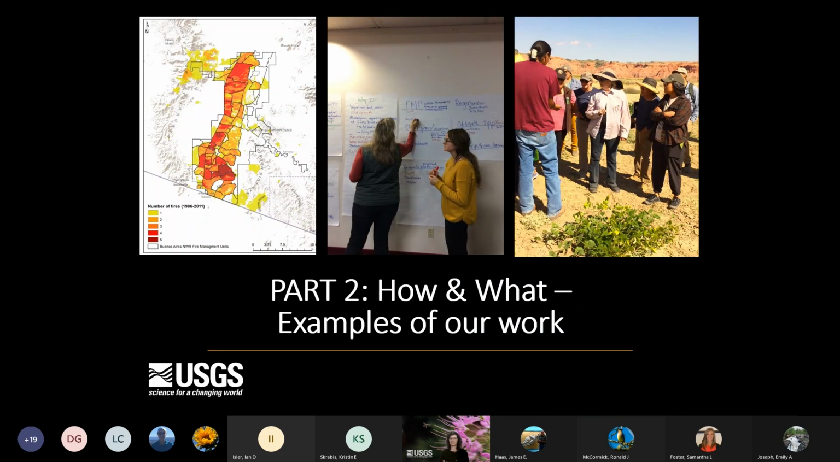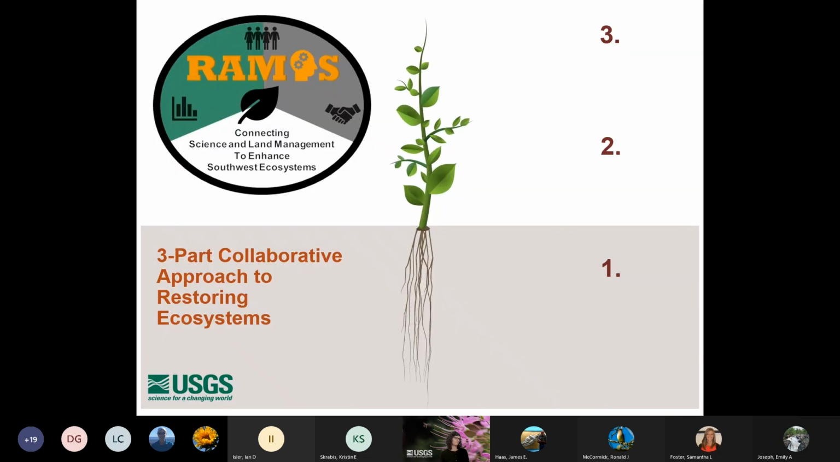And so now I want to shift and give you some tangible examples of how we're co-producing science with folks. Our products can look like anything from a scientific map to facilitated workshops with people to on-the-ground knowledge exchange and learning workshops. So just to give you a framework for how we approach this work.